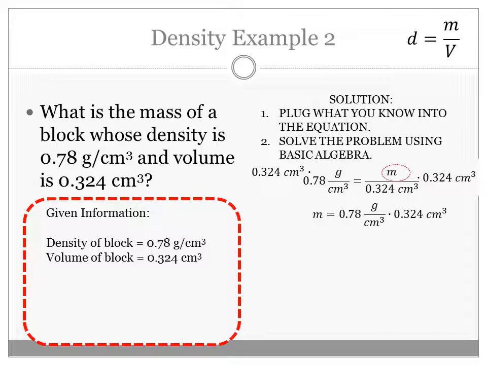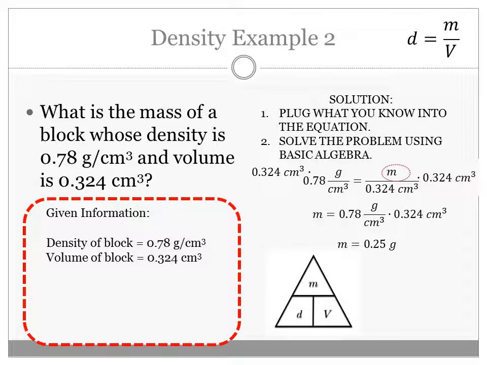Now you don't necessarily have to include the units in the equation as long as you include the appropriate unit in your answer. It's 0.25 grams. See the centimeters on the bottom here, centimeters in the numerator here would cancel out and you would end up with grams. Now let's look at the triangle.